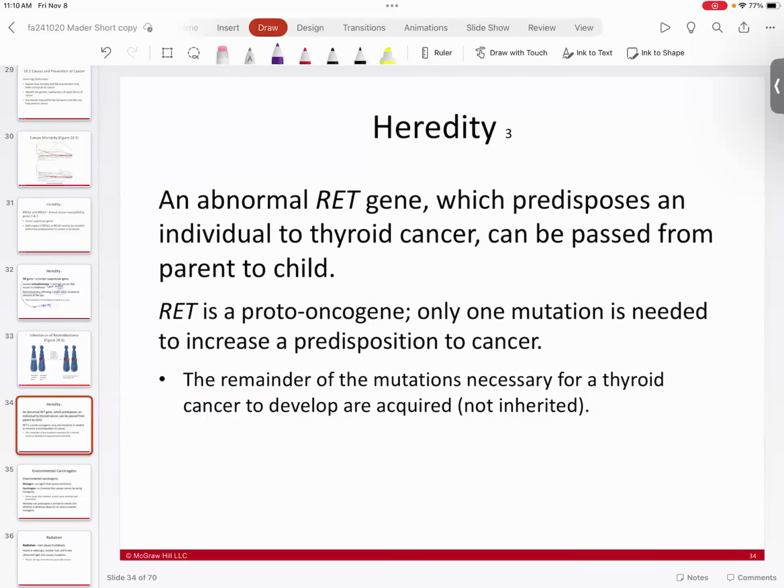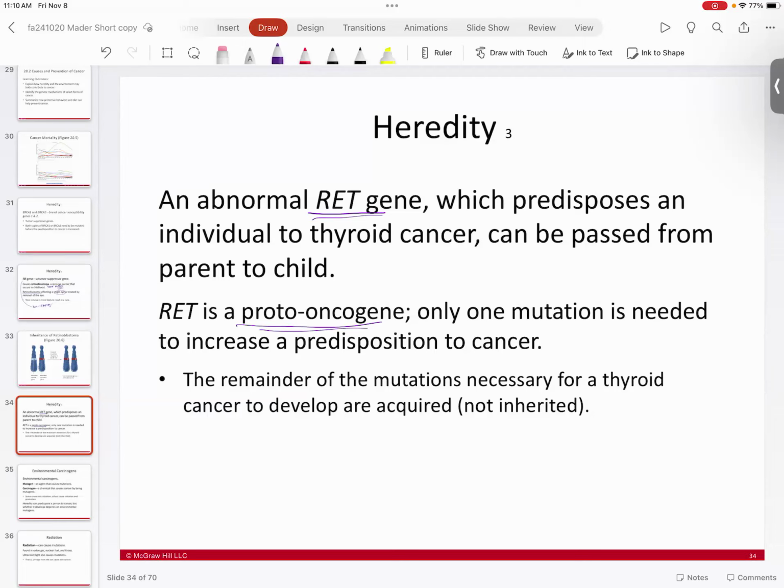Now, in thyroid cancer, we notice that you have the RET gene, which creates a predisposition for thyroid cancer. And this is one that can be passed from a parent to child. But RET, unlike the others, is not a tumor suppressor. It's actually a proto-oncogene. And so only one mutation is needed, it is dominant, to give you that predisposition.